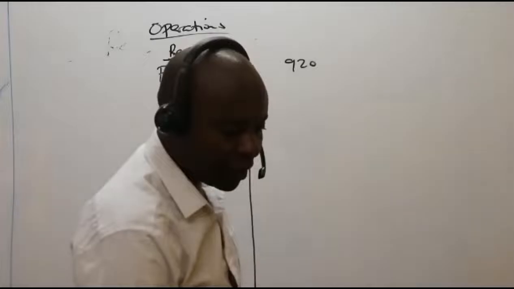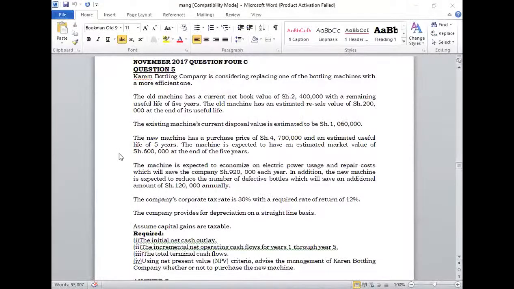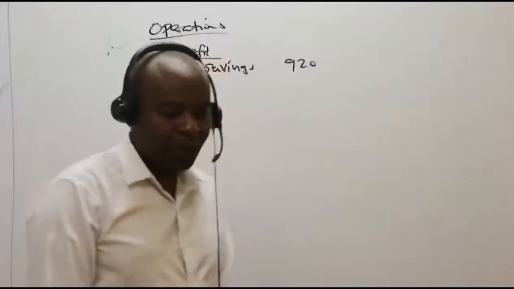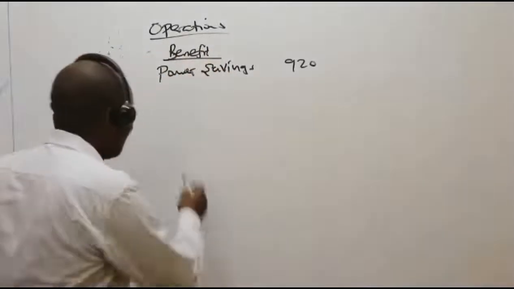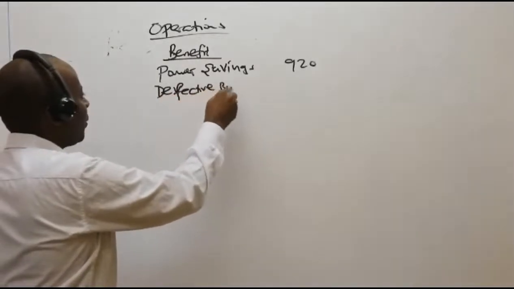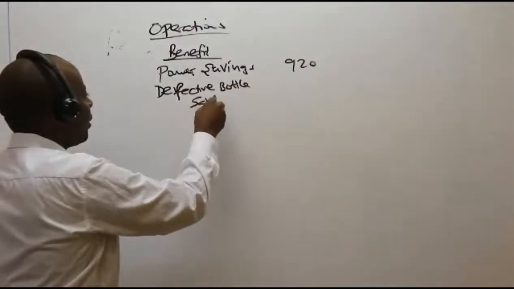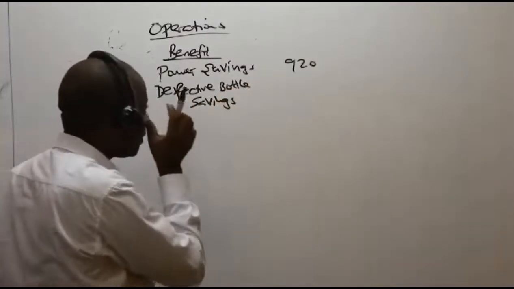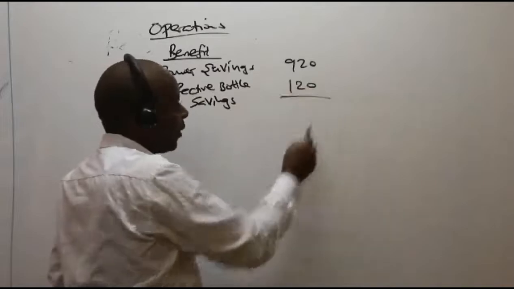So ladies and gentlemen, after that, what else? They're telling us that in addition, the new machine is expected to reduce the number of defective bottles, which will save an additional amount of 120,000. So 120. We have here defective bottle savings. They're giving us a total of 120.